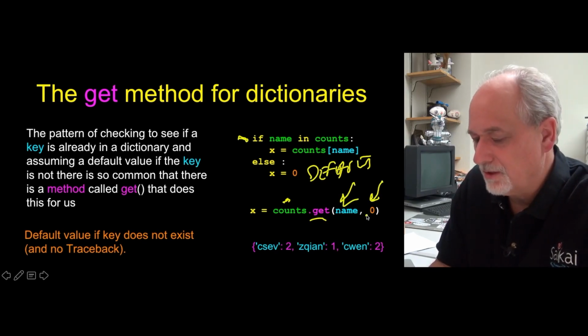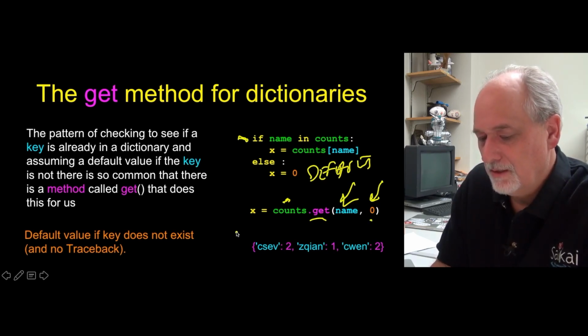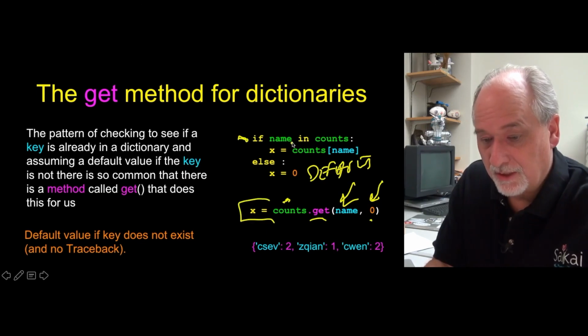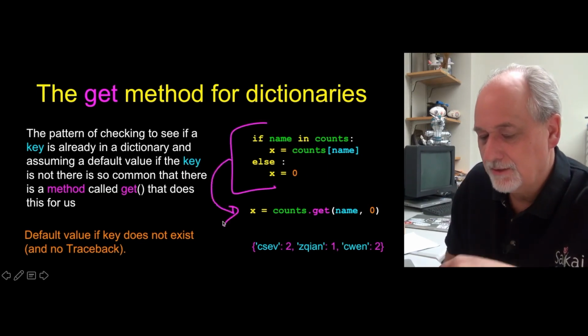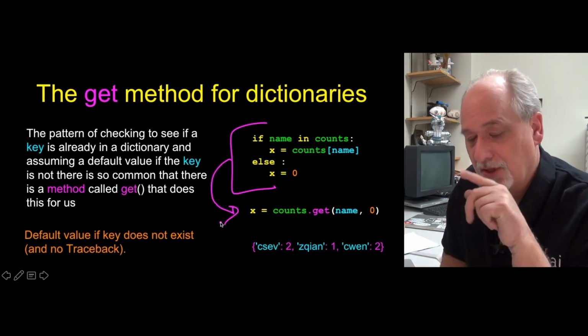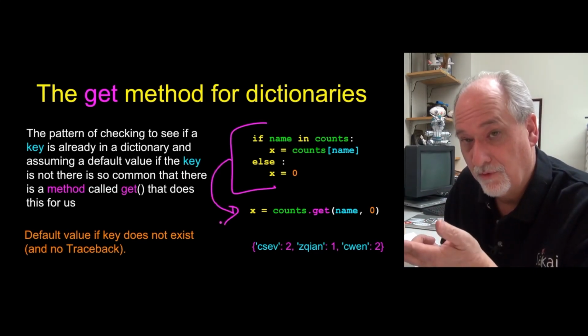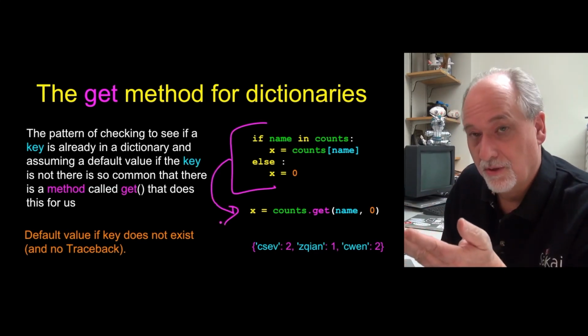If the key doesn't exist, you get the default. Okay? And with no traceback, this works. So the best way to think about this is those 4 lines are equal to that 1 line, because X is either going to be whatever was in there before if it exists, or it's going to be 0.